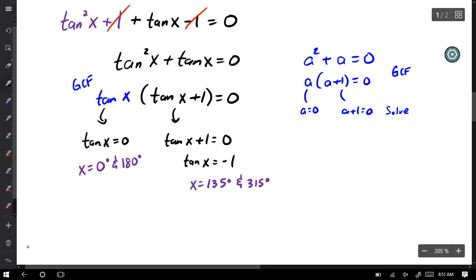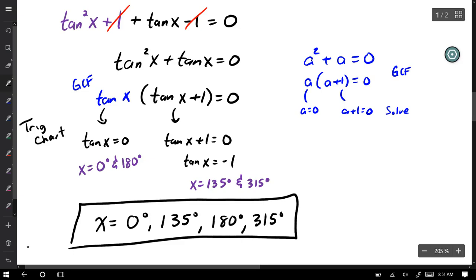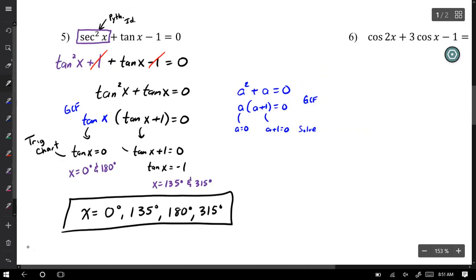So the final answer, all angles, and I'll put them in numerical order, is 0 degrees, 135 degrees, 180 degrees, 315 degrees. So the big deal is make sure you can factor with trig ratios, and we're relying on our trig chart to help us figure out each one when we're solving. So that's problem 5. I wanted to go over that one because it involved the idea of GCF. A lot of the factoring techniques I'm trying to highlight are ones that I think for some reason are important for us to know.